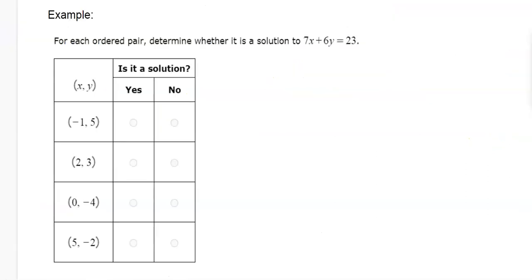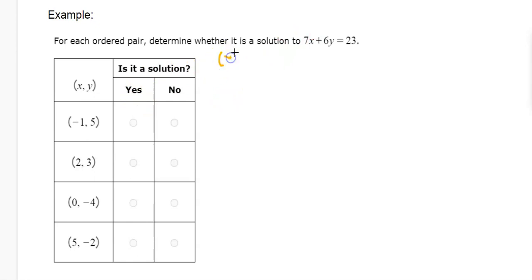So for each ordered pair, determine whether it is a solution to 7x plus 6y equals 23. What they do is they give us a series of ordered pairs, and we've got the x and y for each one. So -1 and 5, 2 and 3, 0 and -4, 5 and -2. We need to figure out whether or not those are solutions to this equation. So we're going to simply do that for each point.